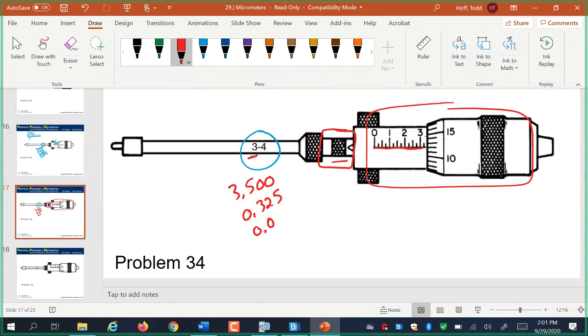Well, this 12 main end is lining up with the 12. Good. So that adds up to 3.837 inches. So there's a few more pieces that we have to look for on these inside or depth micrometers.